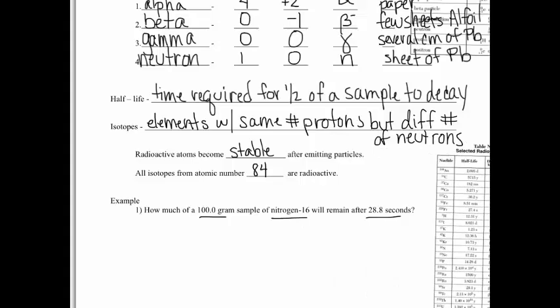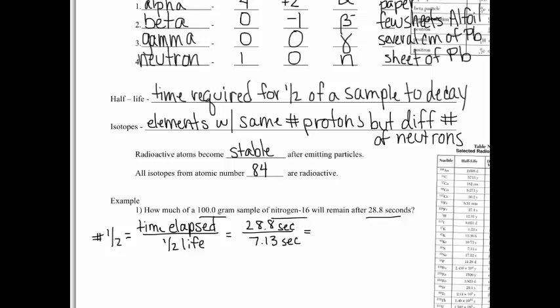So the first thing we want to do is figure out how many half-lives have actually elapsed. So we're going to do number of half-lives. This is not actually in your reference tables anywhere. You're going to have to use a little common sense here. So to figure out the number of half-lives, we would take our time elapsed and divide it by the half-life from table N. So in this case, we have 28.8 seconds have elapsed, and the half-life we said was 7.13 seconds.